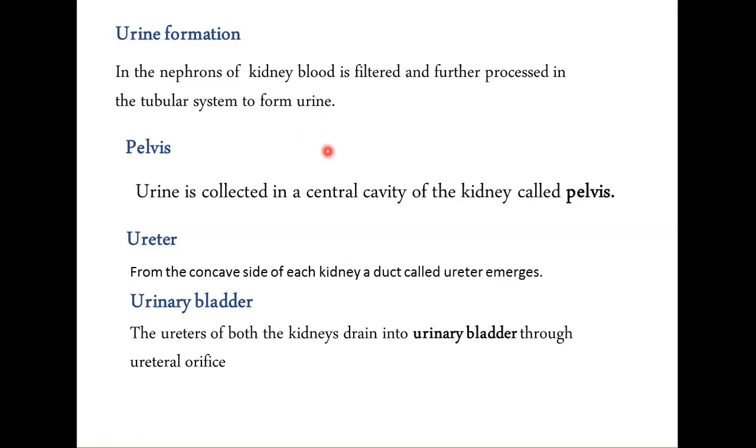Then, after the formation of urine in the nephron, urine is collected in the central cavity of the kidney called pelvis. Examiner आपसे ये भी पूछ सकता है, what is pelvis? तो हमने ये बताना है, the central cavity of kidney is called pelvis. It is actually the dilated part of the ureter inside the kidney.